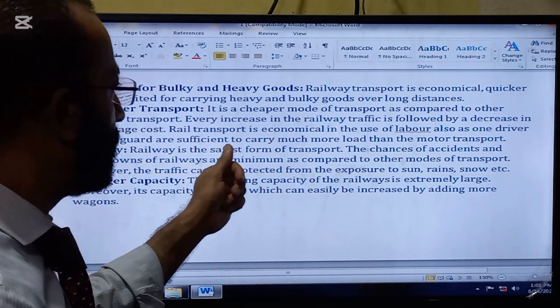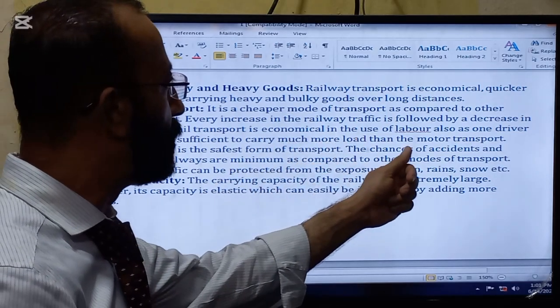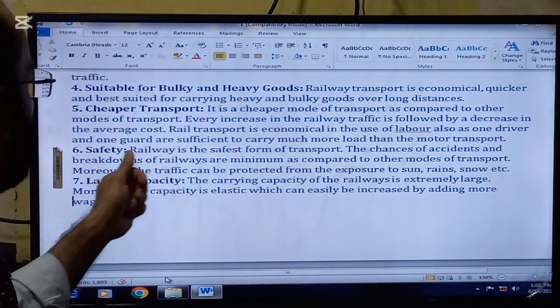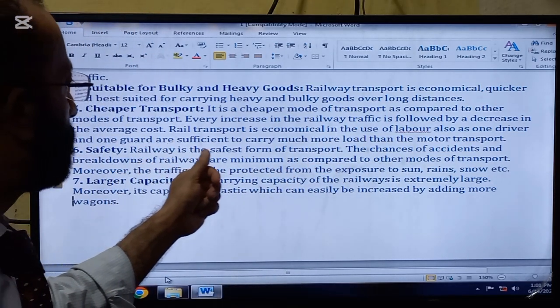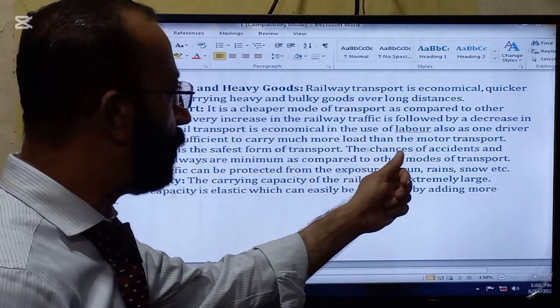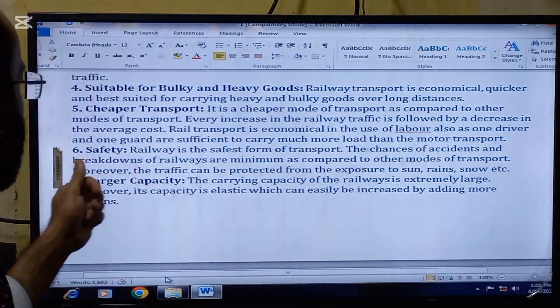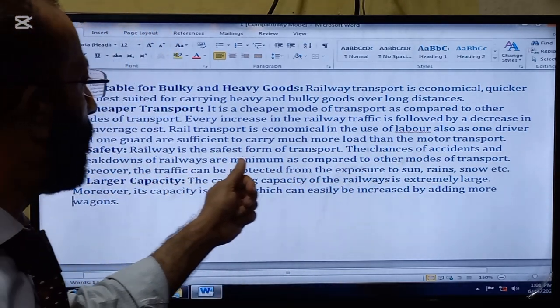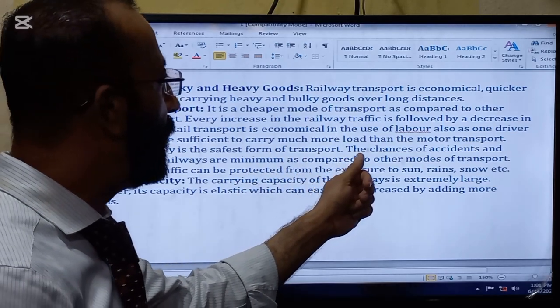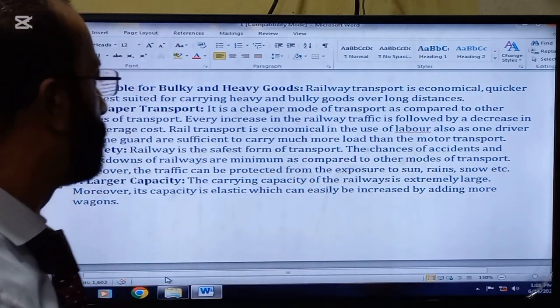Every increase in railway traffic is followed by a decrease in the average cost. Rail transport is economical in the use of labor also, as one driver and one guard are sufficient to carry much more load than motor transport.